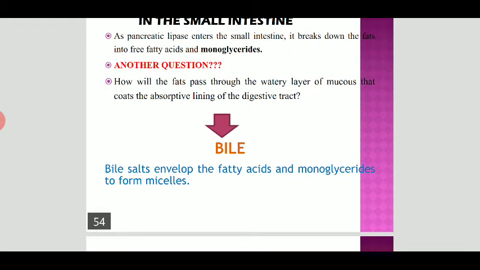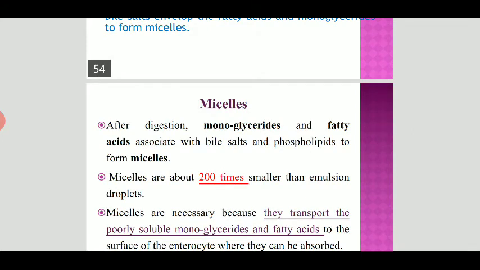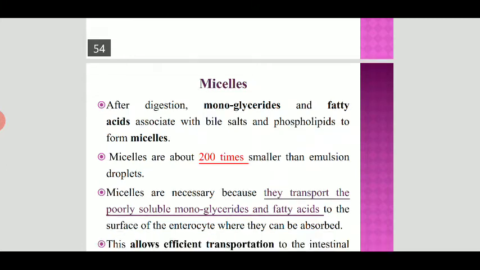Now, the question is, how will the fat pass through the watery layer of mucus that coats the absorption lining of the digestive tract? At this time, the bile plays an important role because bile salts are present in bile juice, and the bile salt makes a coating around the fat molecule. The small droplets of fat get entrapped in the bile salt layering, and when the bile salt layers the whole droplet, it will be able to pass the watery membrane.